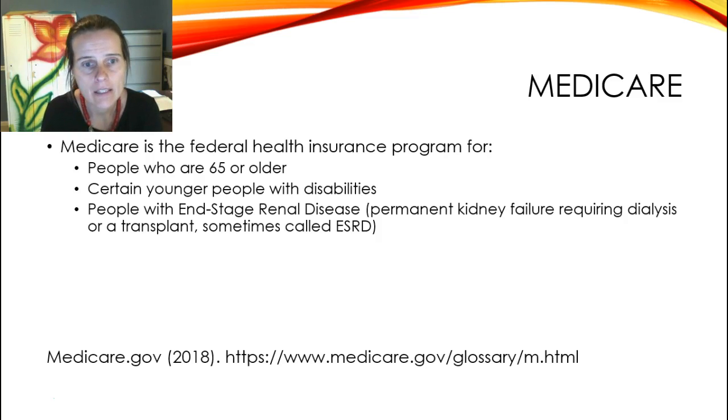It is intended for individuals who are 65 years of age and older. It is also intended for certain younger people who have disabilities, as well as people with end-stage renal disease. So those are the 3 populations that are primarily served by Medicare. And again, the intent of Medicare is to provide a health insurance program for these individuals.